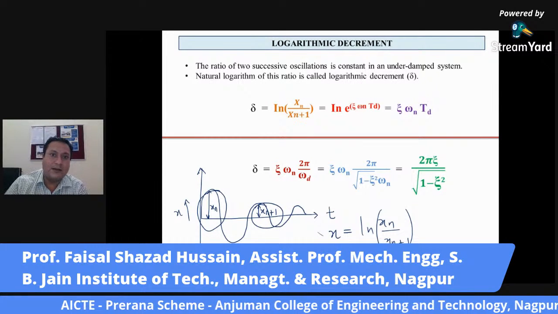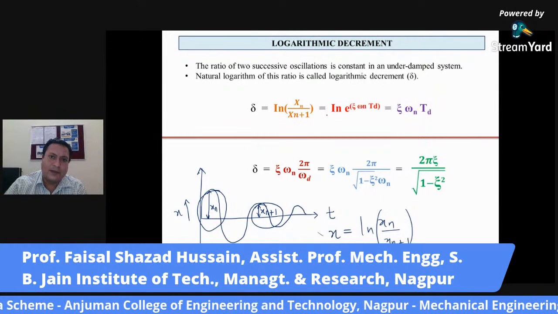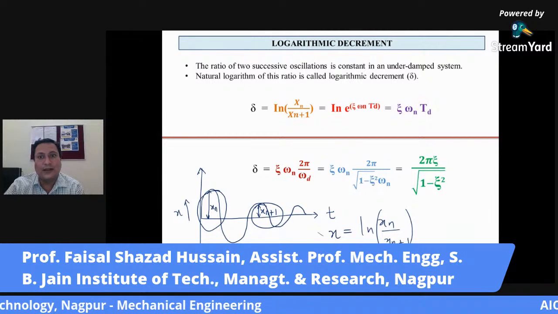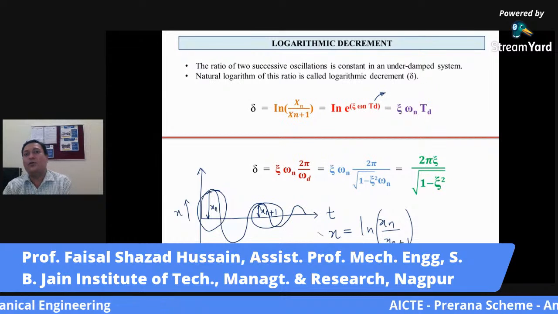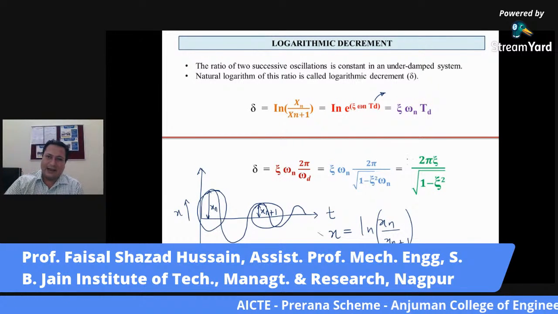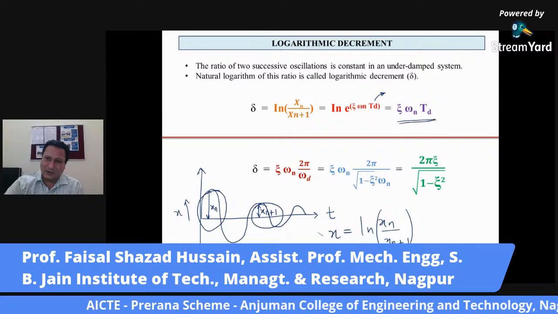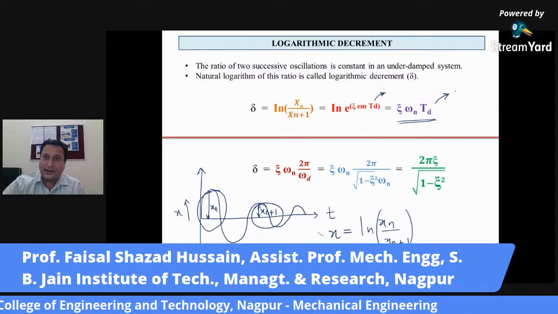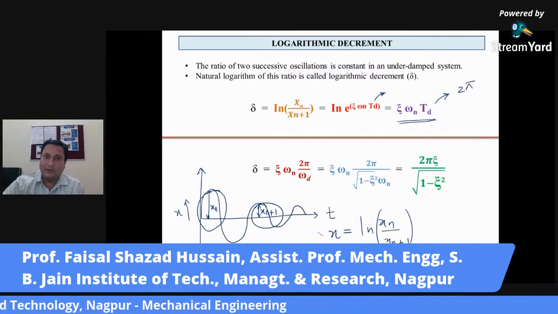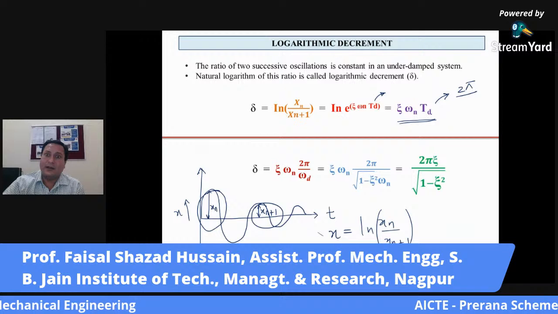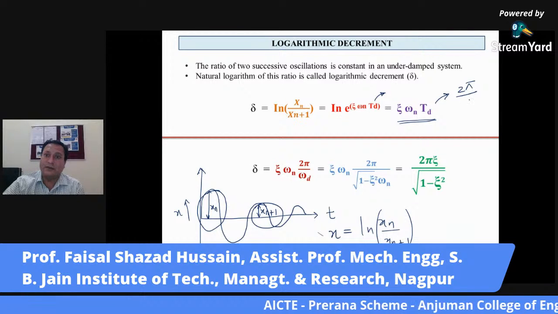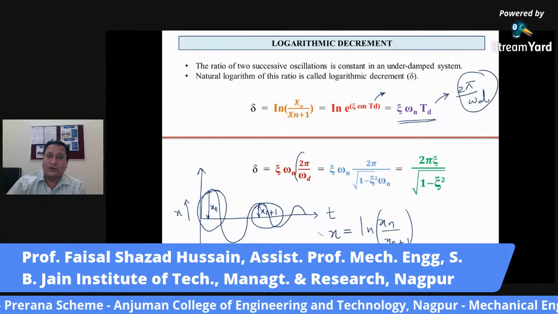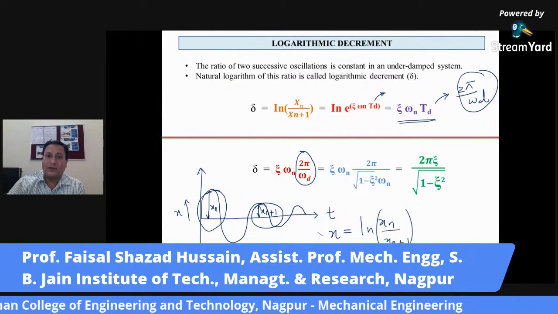So logarithmic decrement can be written as natural logarithm of exponential raised to power zeta omega n td, where td is what? Time period, time taken to complete one cycle. And again it can be represented as zeta omega n into td, and td means your time taken during damped vibration. So here it will be omega d. So instead of td, I will substitute 2 pi by omega d.